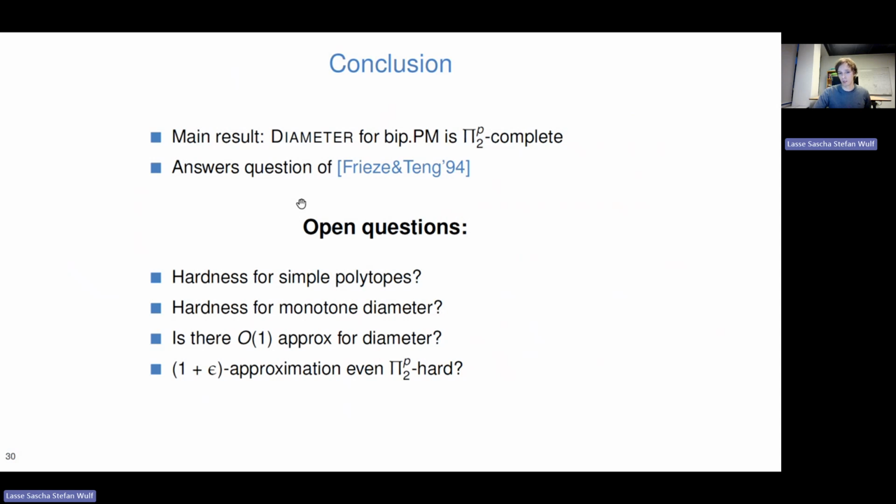A big open question is whether there's a constant factor approximation for the diameter. And you could also ask whether it's possible to combine our result. Can you get a 1 plus epsilon approximation? Can you show that this is sigma 2 hard to compute? Somehow you would need to combine inapproximability techniques with sigma 2 techniques.